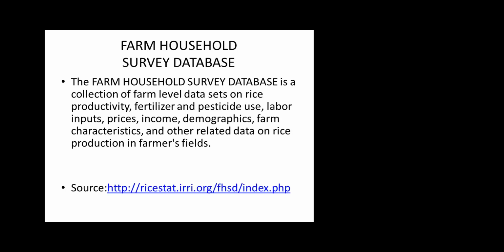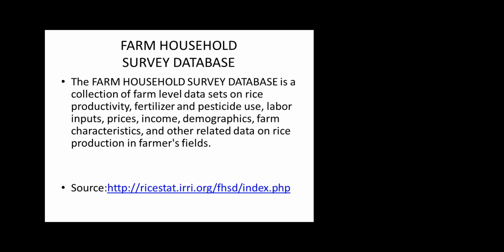It's a collection of farm-level data sets on rice productivity, fertilizer, pesticide use, labor inputs, prices, income, demographics, and it can also be farm characteristics and other related data on rice production in farmers' fields. So what does the data consist of? It consists of rice productivity, fertilizer use, pesticide, labor inputs. How many people are used in order to produce one season of harvest? The prices, which Professor Kamiyama is very familiar with because he's an economist, and income.